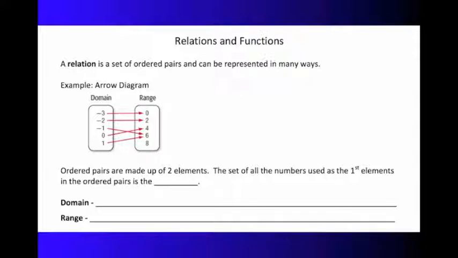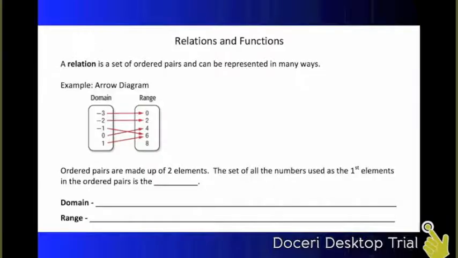A relation is a set of ordered pairs and can be represented in many ways. The first way, as you can see here, is called an arrow diagram. It takes the domain and draws arrows over to the range. It maps things onto them. So -3 maps onto 0, -2 maps onto 2, -1 maps onto 6, and so on and so forth.